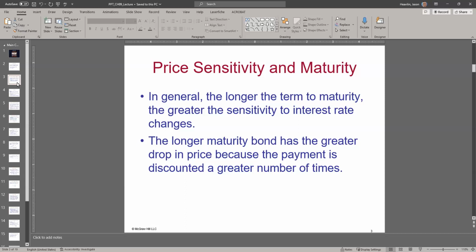The longer maturity bond has the greater drop in price because the payment is discounted a greater number of times. So the logic is, as I said, the interest rate on a bond, the coupon rate, is pretty much fixed. So the longer the maturity, the more chances of changes of interest rate throughout time. Now, the mathematical issue is that when you do the calculation, you are discounting for a longer period of time. The future is further away, so it gets discounted, well, not at a higher rate, but more times.